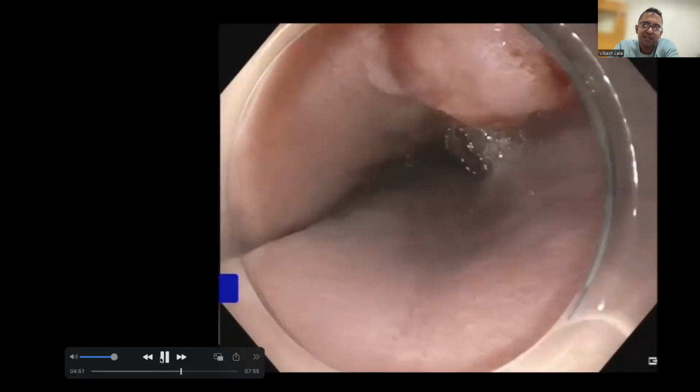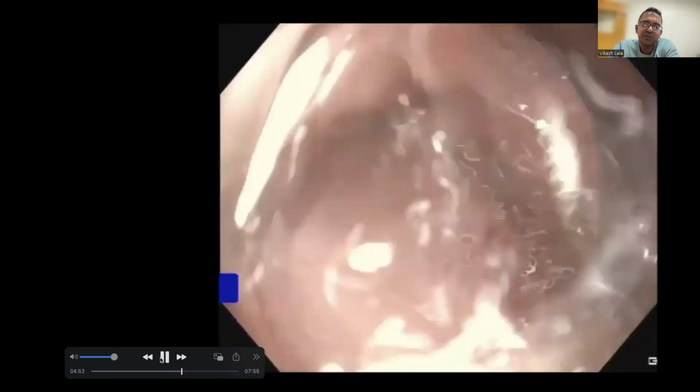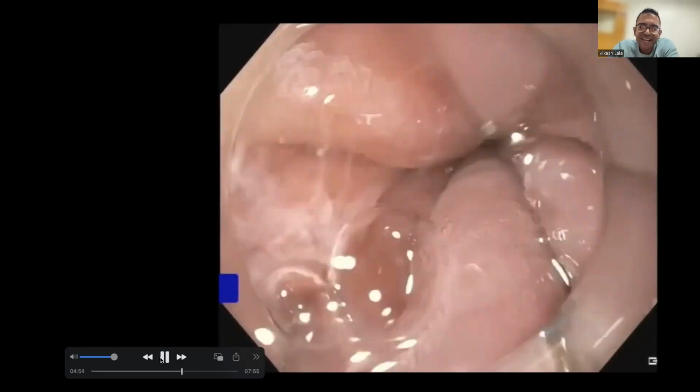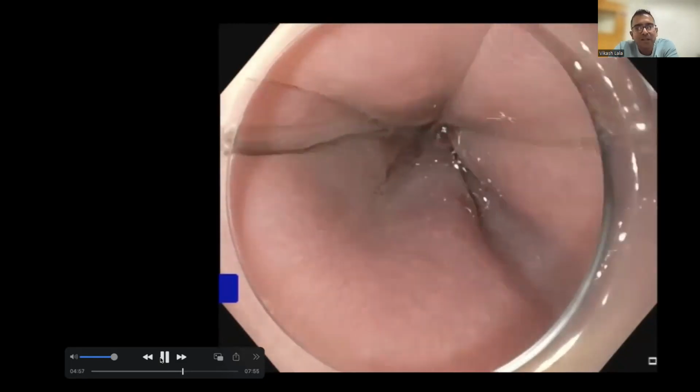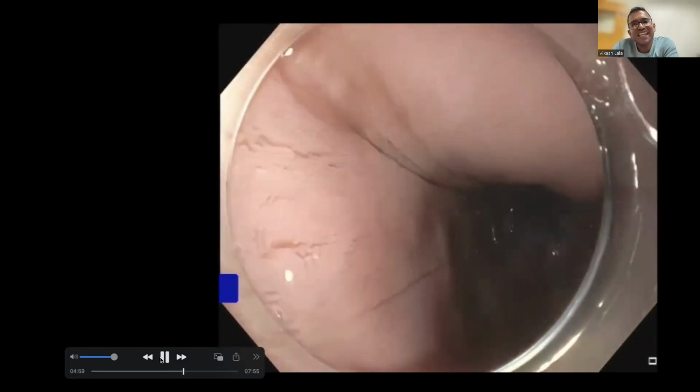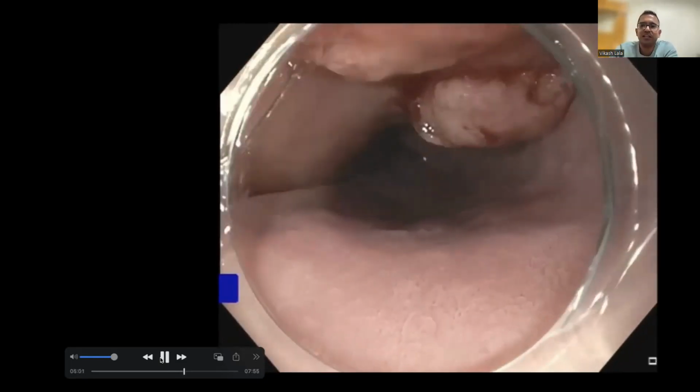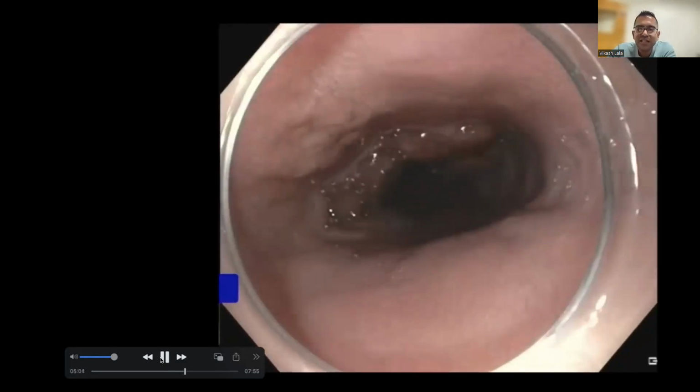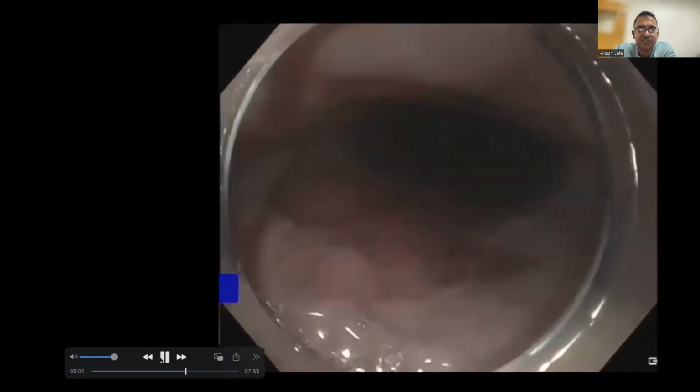But I think here you can already see that those nodules are starting to lose a bit of the whiteness. So the white stained mucosa is normal. You're looking for the areas that don't take up the white or lose the white very quickly. And those nodules you can see are a little bit pinker. They're not as white as the rest of the Barrett's.